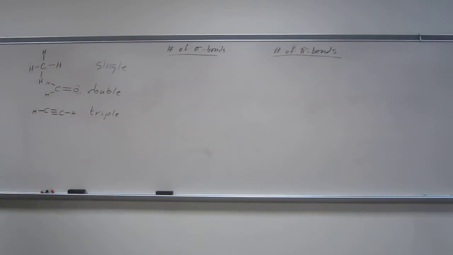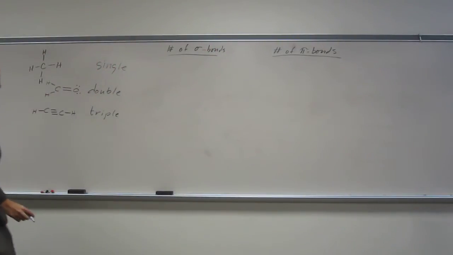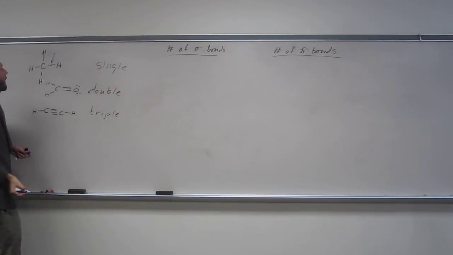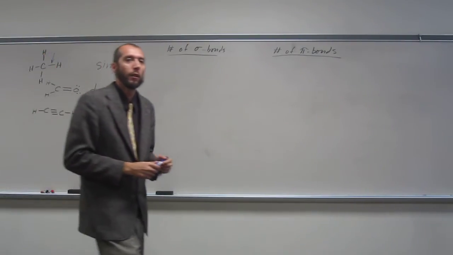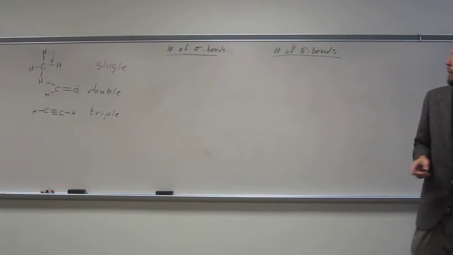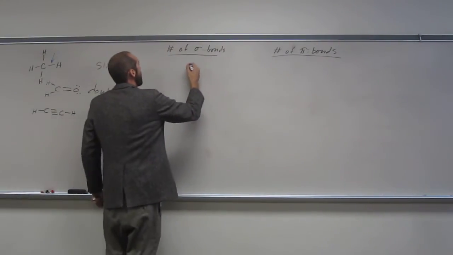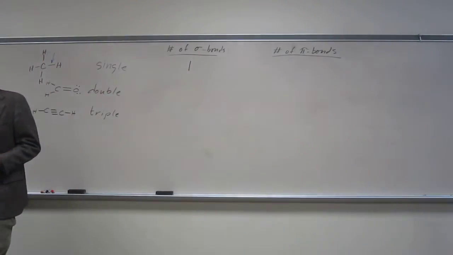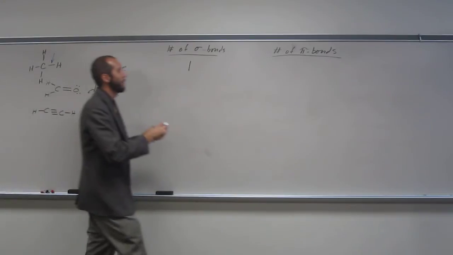Okay, so what we want to figure out is the number of sigma bonds and the number of pi bonds in each of these particular structures. And we're going to point to one of the bonds that we're looking at, so in that one. How many bonds are between carbon and hydrogen there? One, right? So what did I tell you about sigma bonds? The first one made is a sigma bond, okay? So, in between carbon and hydrogen there, how many sigma bonds are there? Just one, okay? So in other words, you have a single bond, you have only a sigma bond. Is that okay?